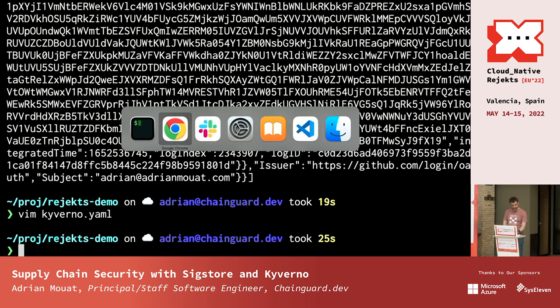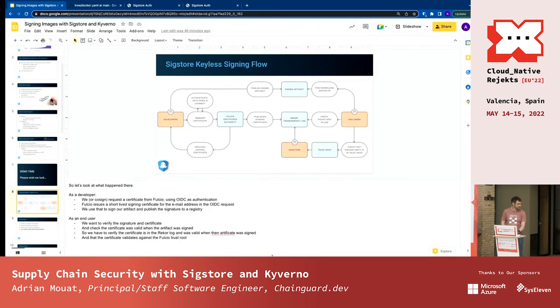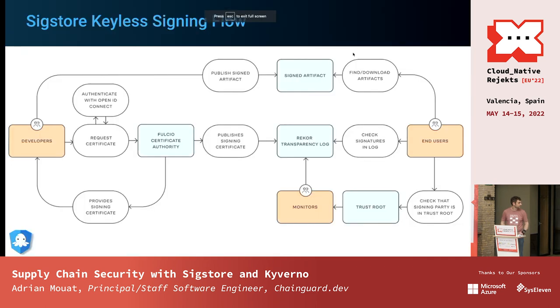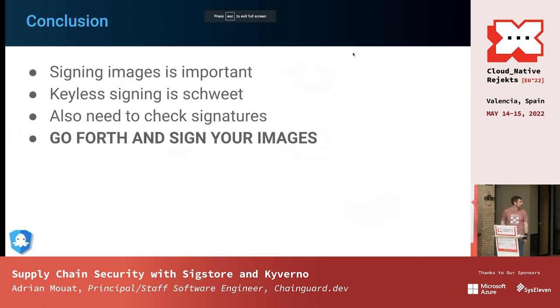I just want to go back to the final slide. So, takeaways, please. Think about the two questions I posed at the start. Do you know what's running in your cluster, and can you prove it? Signing images is pretty important. I think keyless signing is pretty cool and solves a lot of problems. Do remember to check your signatures. And yeah, please go away and sign things.